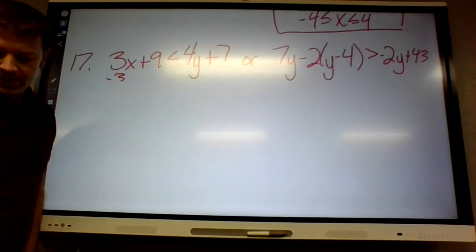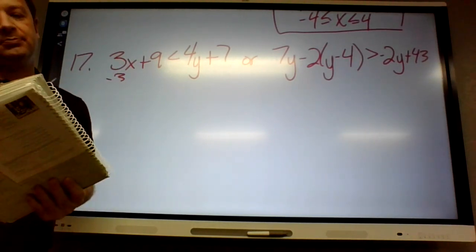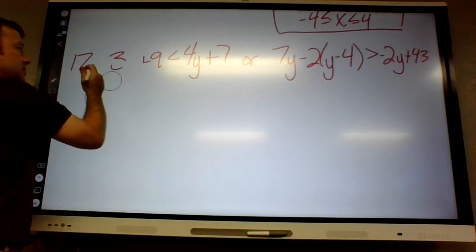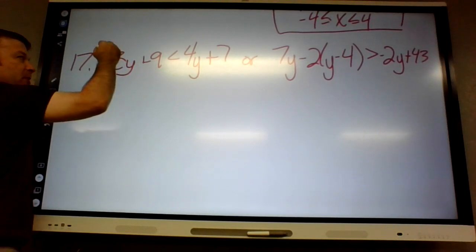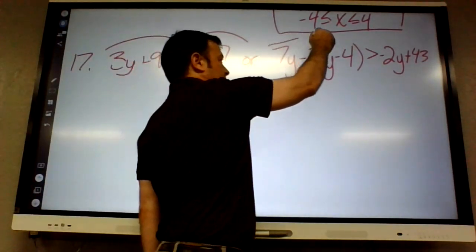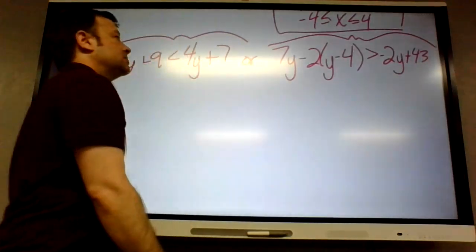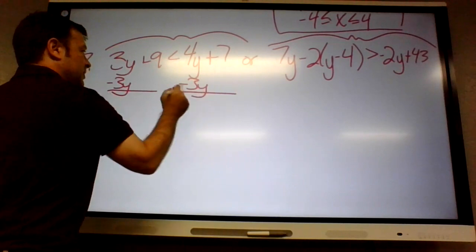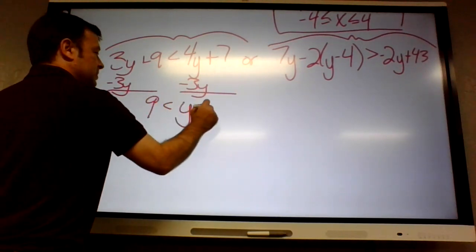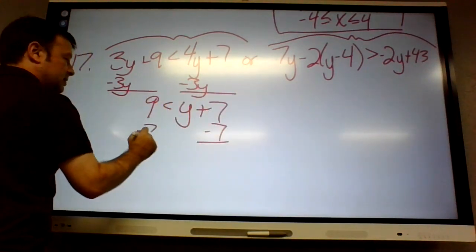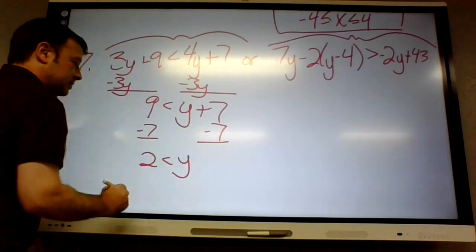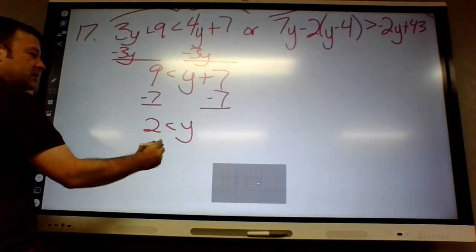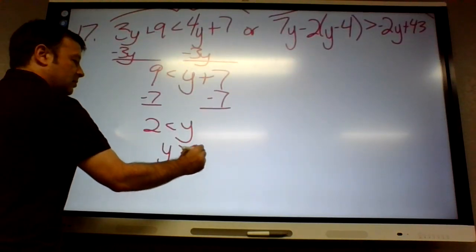Subtract, oh, is that a y or an x? Those are y's. Okay, it's basically just two separate problems. You guys see it? It's this one and that one. So we're just gonna do them separately. So I'm gonna subtract 3y, get rid of y's on one side. Okay, so that was pretty fast. I've got 2 is less than y, which is the same thing as y is greater than 2.